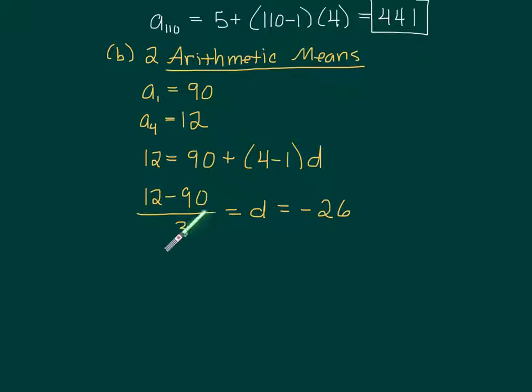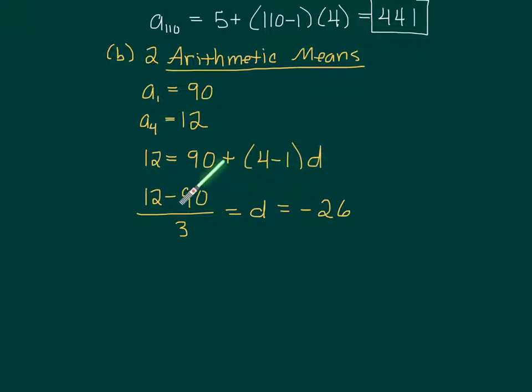Now, this part right here, some of you may have been able to just intuitively figure out. You go from 90 to one number to a second number, and the third number is 12, and you know you add the same thing each time. So you know to go from 90 to 12, you've added the same number 3 times. So you do 12 minus 90 divided by 3, intuitively.